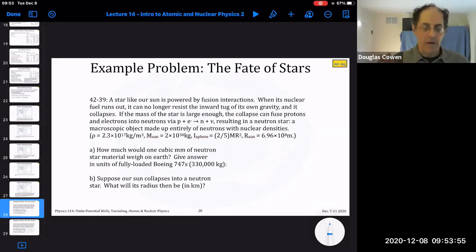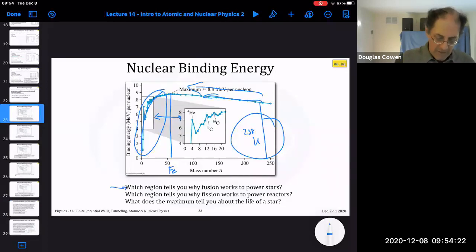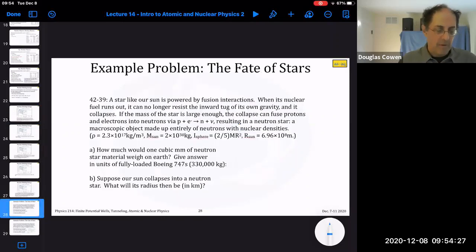So a star like our sun is powered by these fusion interactions. And what's happening is lighter elements are being fused to heavier and heavier elements. But that can't go on forever. So you fuse the elements to carbon and then to oxygen and so on. Eventually, the elements get fused to make iron. And remember from that curve here, iron is right at the peak. So once you reach iron, which has the maximum binding energy per nucleon, you basically have run out of options.